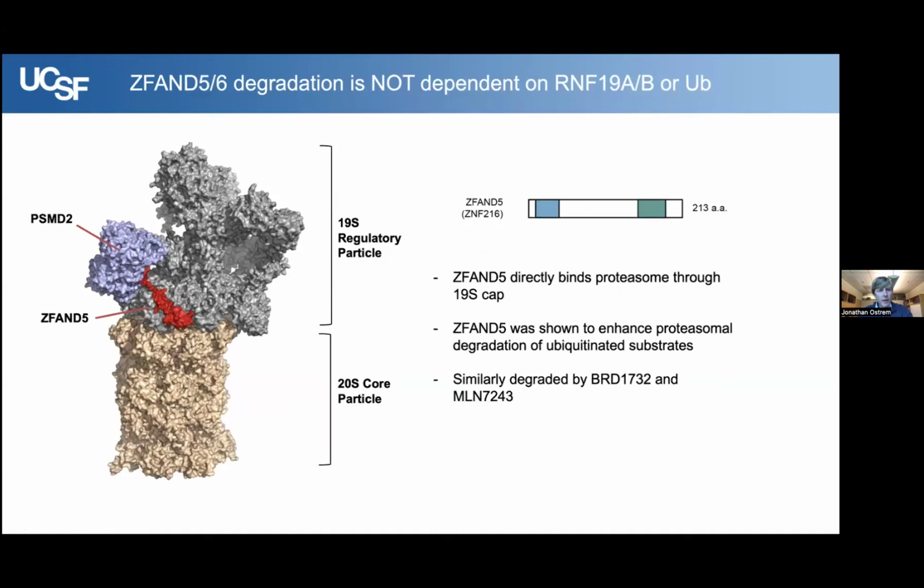Now, ZFAN5, it turns out, actually directly binds the proteasome regulatory cap, the 19S proteasome. This was shown in an excellent paper by Donghoon Lee at Harvard. And it's known that ZFAN5 from these studies actually enhances proteasomal degradation of ubiquitinated substrates. And because we were seeing this similar degradation by 1732 and MLN7243, we wondered if this effect on ZFAN5 is really because ZFAN5 is monitoring the ubiquitination state in the cell.